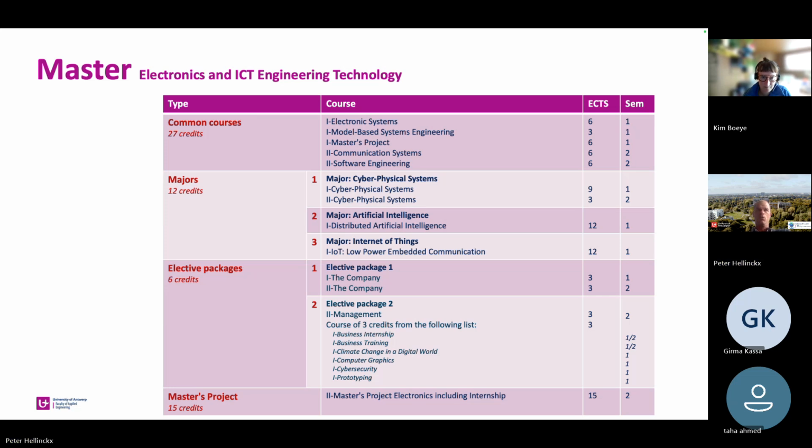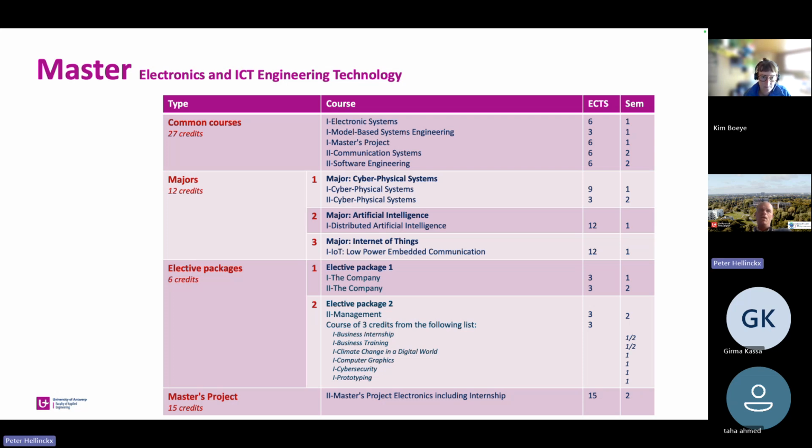Then we have 3 credits of model-based system engineering. There are 6 credits already starting with your master project, where we dive a bit more into how you do a literature study and how you write a publication. Then there are 6 credits diving more deeply into communication systems. It's more about wireless communication and so on. And then 6 credits on software engineering. This is together with people from industry, focusing on how you build a big software program using Agile or other methodologies and so on.